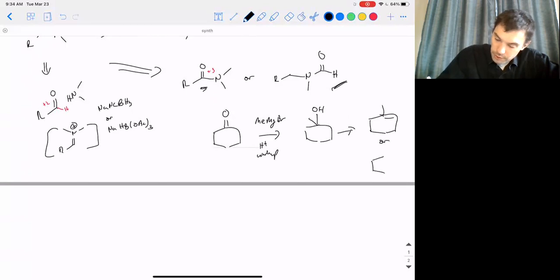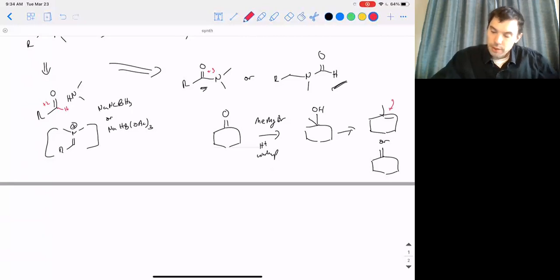And of course, anytime that we are dehydrating, we can always end up with a mixture of possible isomers. And remember the more substituted alkene. So this is tri-substituted. And this one is only di-substituted. And the more substituted that alkene is, the more favorable it should be. So that's okay. We should be able to have some preference there.